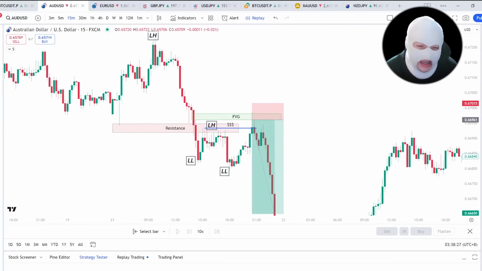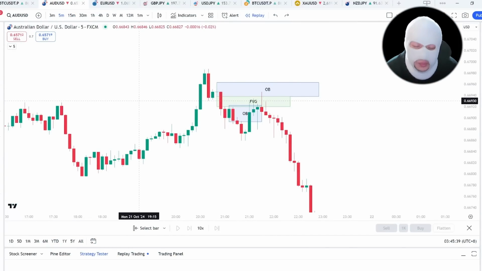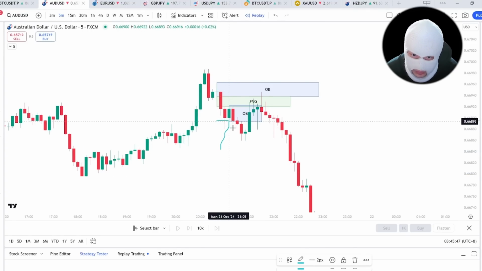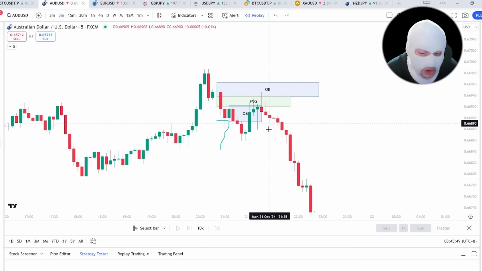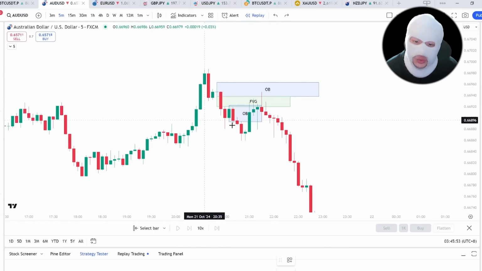Let's see the second liquidity model. This one is a little bit more advanced, so pay close attention. Here on the Australian dollar 5-minute time frame, we can see that we have a valid bearish order block. I'll talk about this a little more later on. This would then give us a potential trade opportunity to go short.